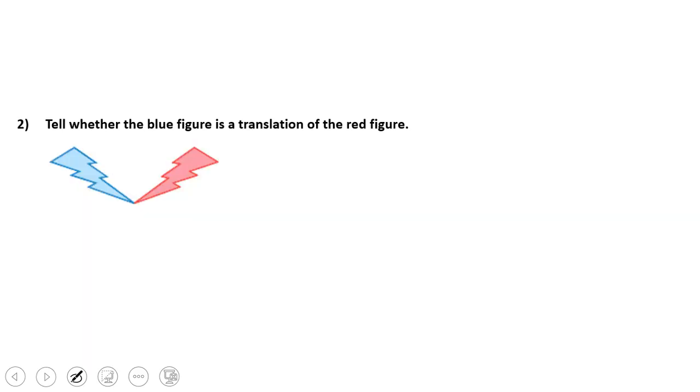Tell whether the blue figure again is a translation of the red. So you might want to label it red here, blue here. And again, when I draw lines from corresponding points, so right here I'm going to take this point right here at the top of the red lightning bolt, and I'm going to draw a line over to the top of the blue lightning bolt. Okay, that's a pretty long distance to go. If I come down here at the bottom of the lightning bolt, it doesn't go anywhere. So no, it didn't go anywhere. Not a translation.